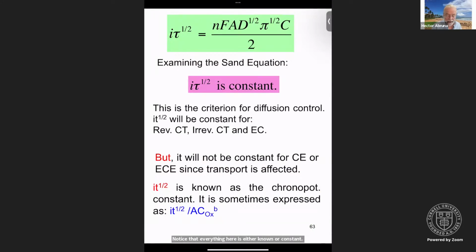So if we examine the Sand equation, as we just mentioned, I tau to the 1/2 is constant because all of the terms here are constant or known, right? Again, number of electrons is a constant. Faraday constant better be a constant. Area of the electrode, diffusion coefficient, pi, and c.